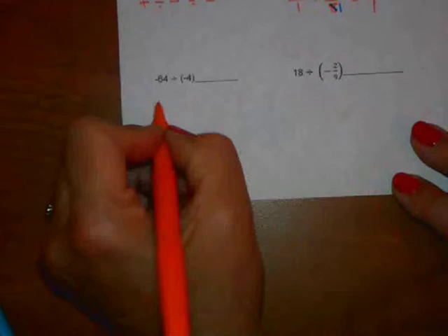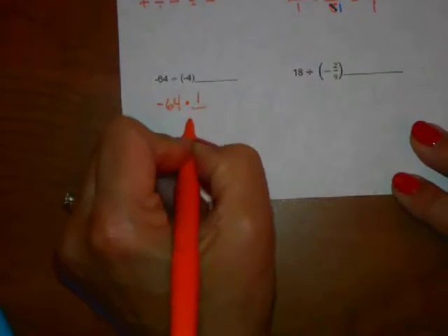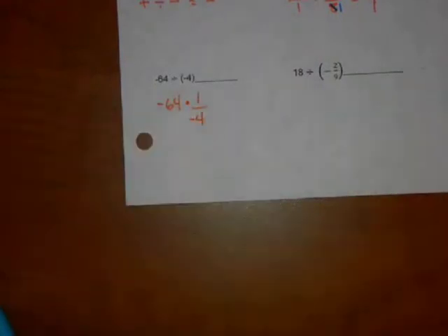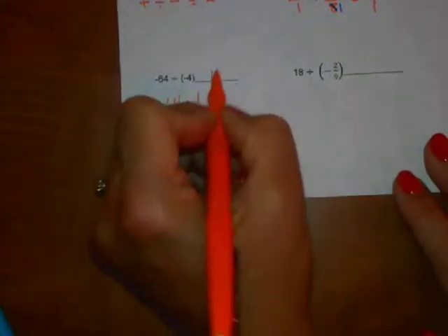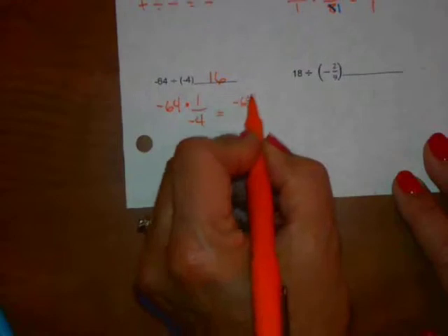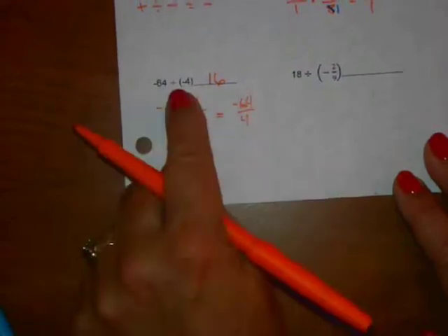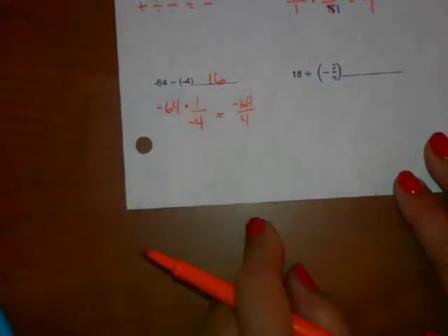Okay, here. Negative 64 times 1 over negative 4. I can do that. Or I can just do negative 64 divided by negative 4. It's going to give me a positive or negative answer. Positive. Does anybody know what it is? 16. If you're not sure, you can take it like this, or you can just do that on the calculator. Would it be negative 16? Nope, negative divided by negative is positive.